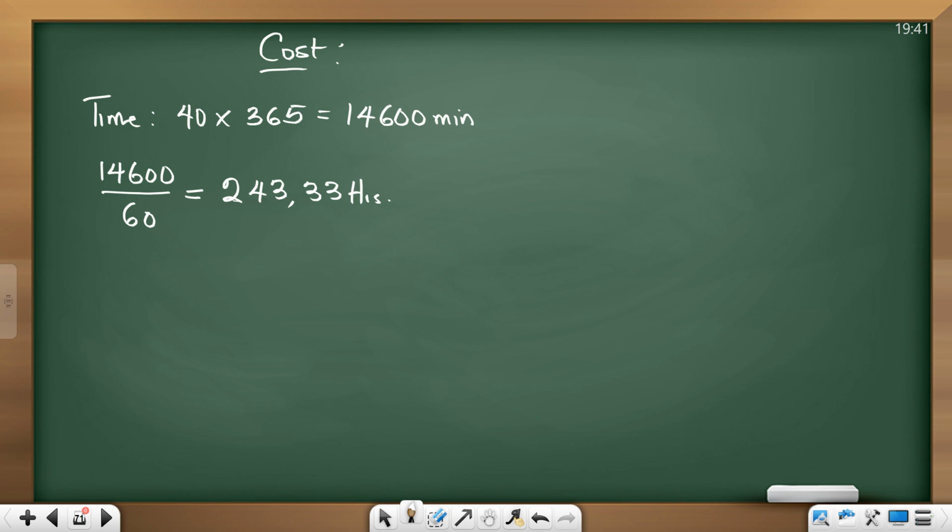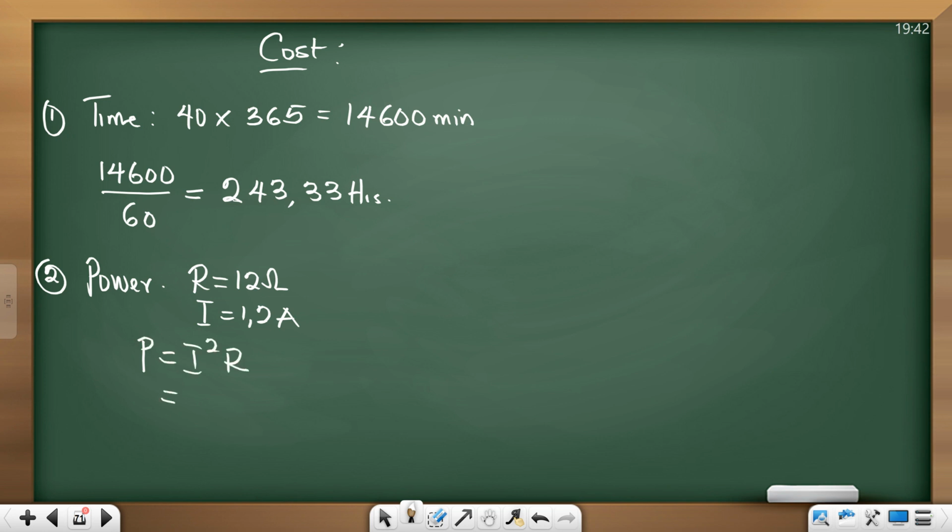That's the first concept. Number 2 is to calculate power. Power of the light bulb. There's something we know about the light bulb. R is 12 ohms. Do you remember that? What is current? 1.2 amps. How are we going to get power? Using those two formulas. P equals I squared R. What is my I? 1.2 squared times 12. What's your answer?